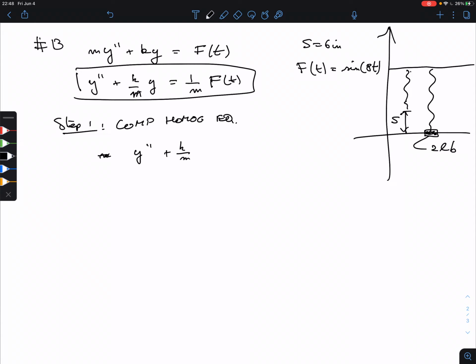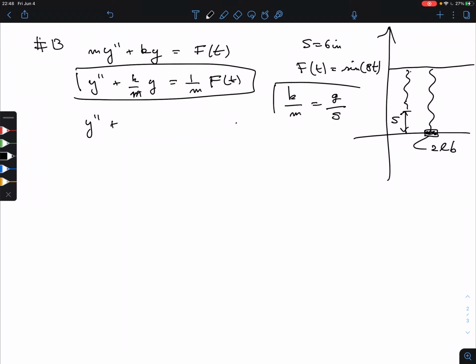Right, sorry. Before I do this, let's fill in what everything is now. Right now we know what everything is. y double prime plus, what is k over m? That's another formula that we have to keep using, because it depends on the question. They give us k and m. In this case, they gave us the weight at least. The weight was 2 pounds. The other formula is weight is equal to gm. So 2 is equal to 32m. So we see that the mass is 1/16.